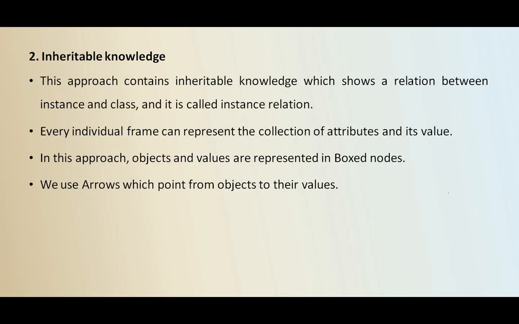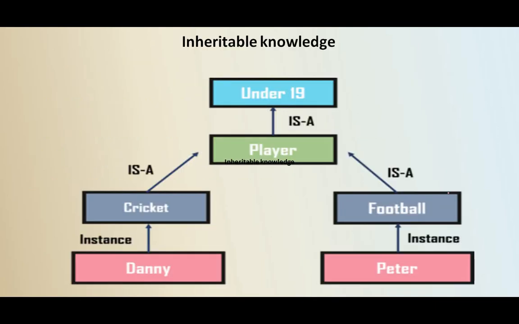This inheritable knowledge also shows the relationship between instances and classes, the instance relations. Here we can also represent the object values and the boxed nodes, and each individual frame can also be represented, where it can represent the collection of attributes and values, with arrows to point from objects to their values. Like that, inheritable knowledge can be represented.